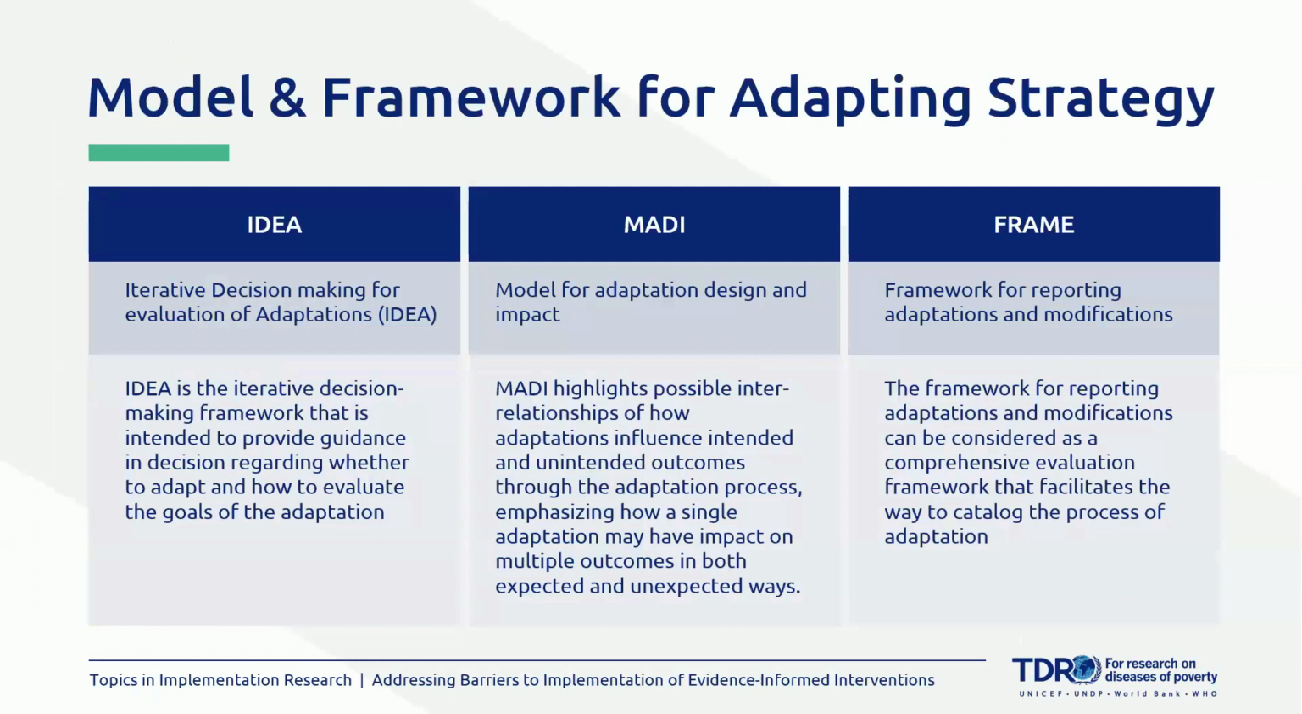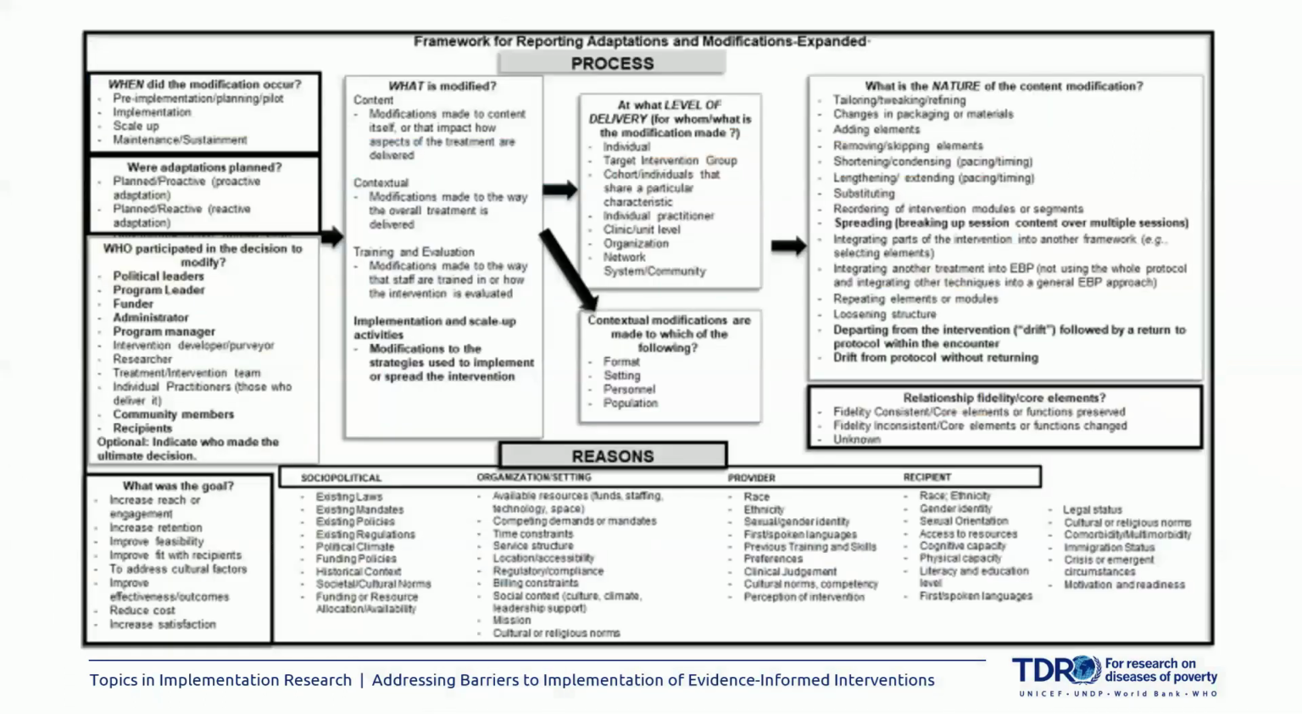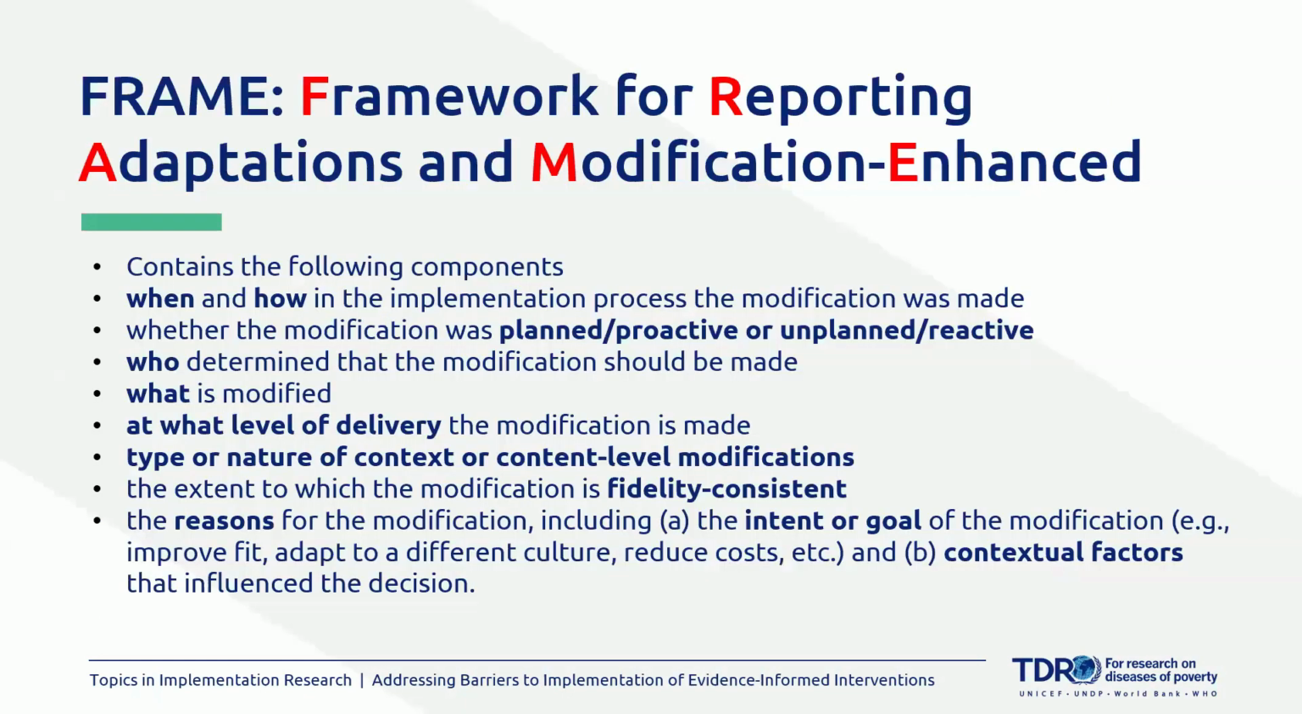The third framework is the FRAME framework, which is the Framework for Reporting Adaptations and Modifications. This is just a snapshot of the framework. It just has some components. This framework is quite popular, I would say, given the vast amount of research that has used it. It helps us understand adaptations and, if an intervention has some adaptations, how we can report them.